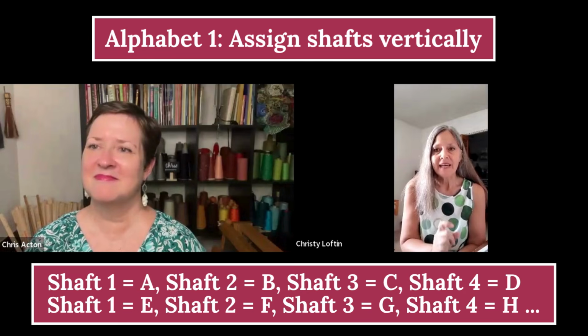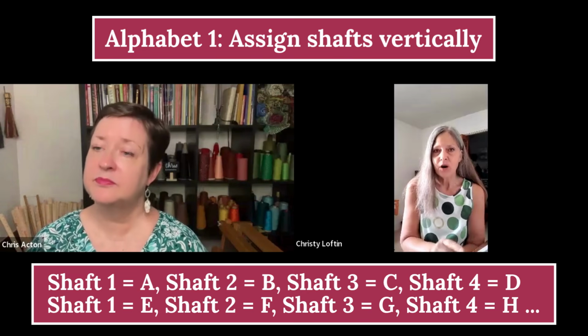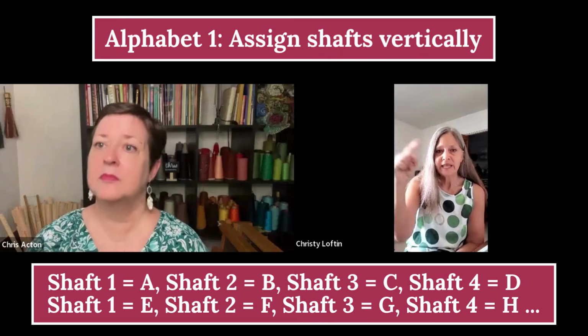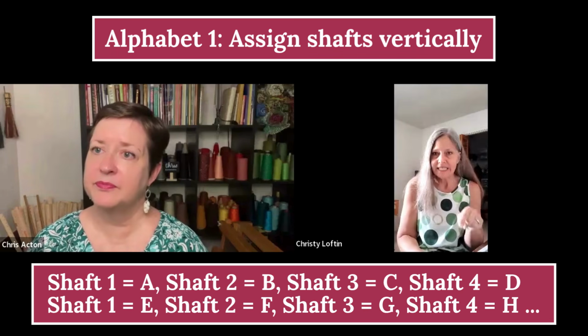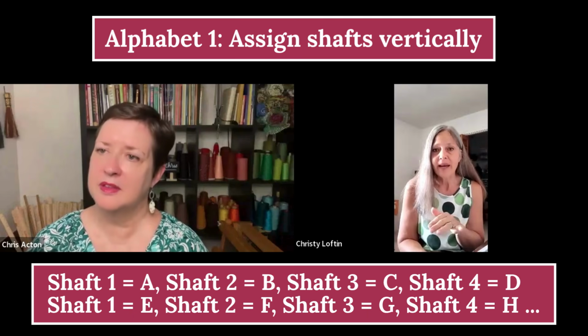Alphabet 1 for me is assigning the shafts vertically. So shaft 1 is A, shaft 2 is B, shaft 3 is C, shaft 4 is D. Then I go back up to shaft 1 for E. So A, B, C, D, E, F, G, H. So I assigned the 4 shafts that way. Okay, great. The other way, so that's vertical.